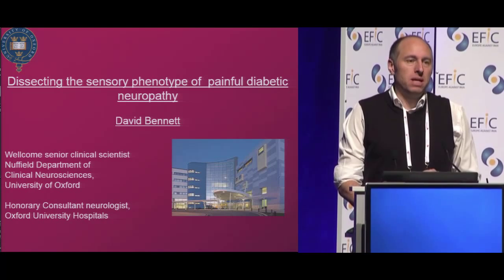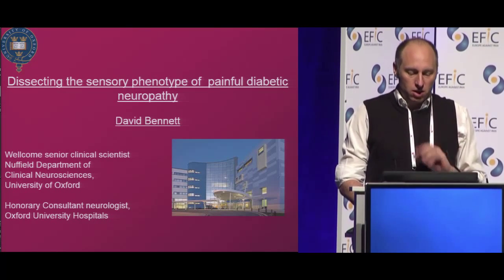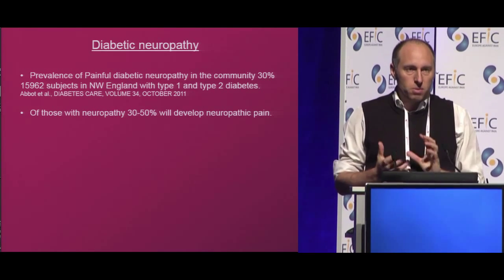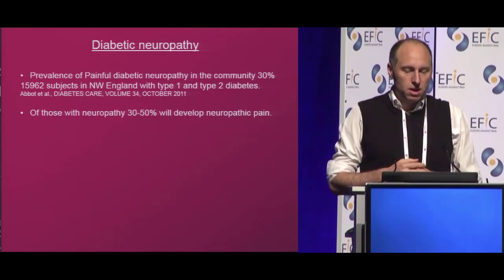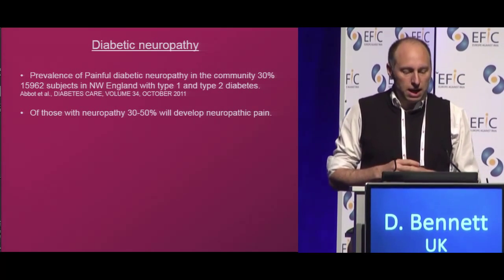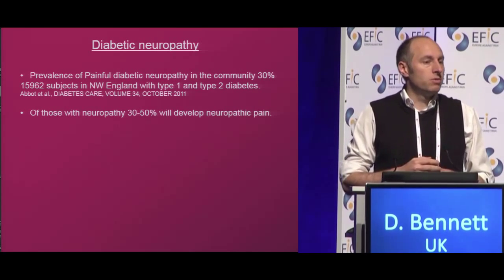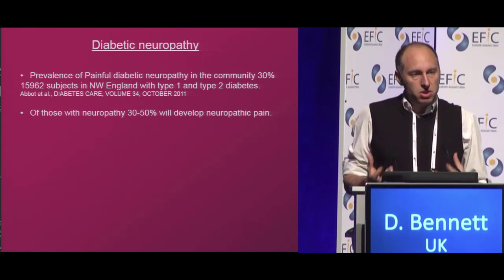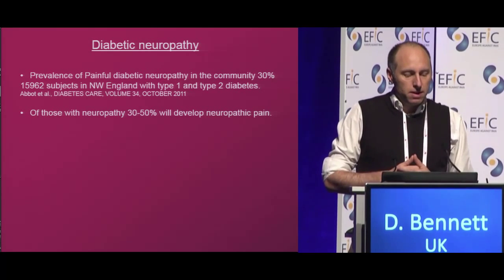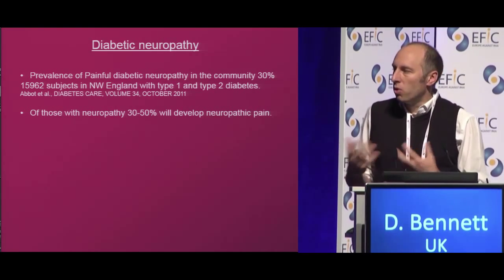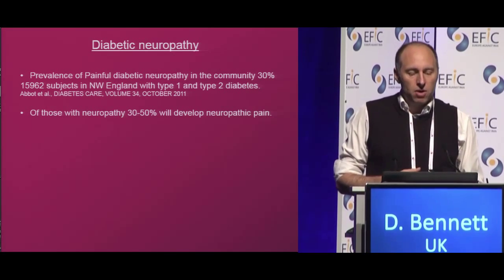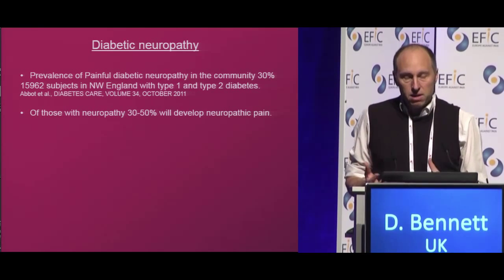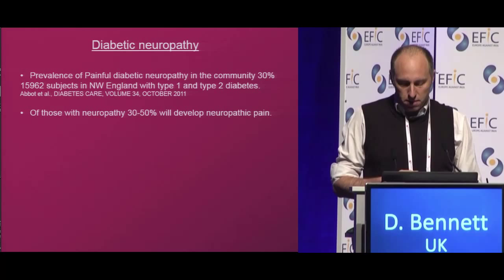So yes, my focus is really going to be the etiology of neuropathic pain in the context of diabetic neuropathy. Painful diabetic neuropathy is a common problem within the context of diabetes. Some fairly large epidemiological studies in the UK, for instance, have shown that around 30% of subjects with diabetes will develop painful diabetic neuropathy. And it's interesting that if you look at all of those patients with neuropathy, it's around 30 to 50% that will go on to develop disabling neuropathic pain. And of course that begs the interesting question, what is special about those patients that go on to develop pain as a complication of diabetic neuropathy?